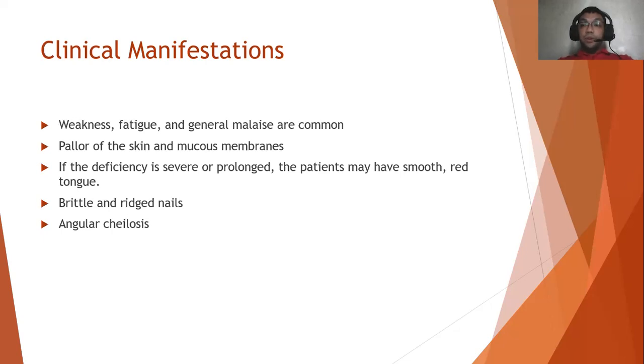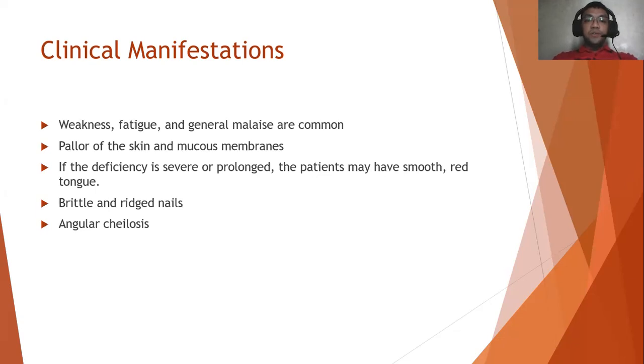Pallor of the skin and mucous membrane. So if you check the skin, they appear pale. For dark-skinned individuals, you can check their mucous membranes instead, such as the conjunctiva or the buccal area of their mouth.